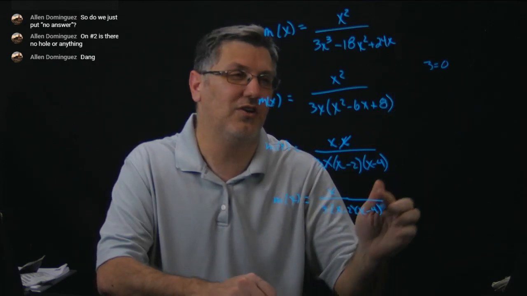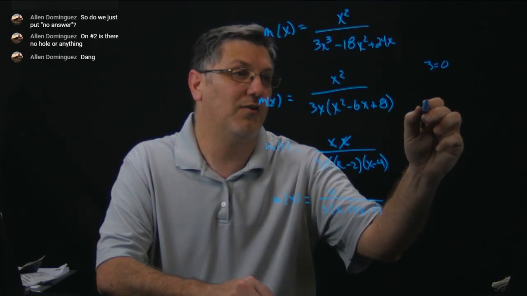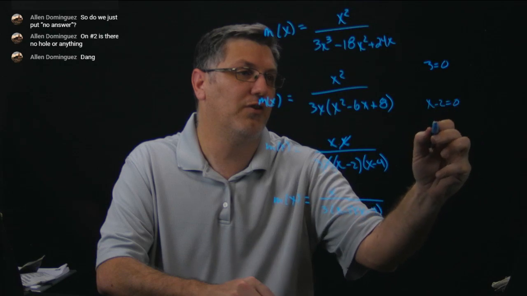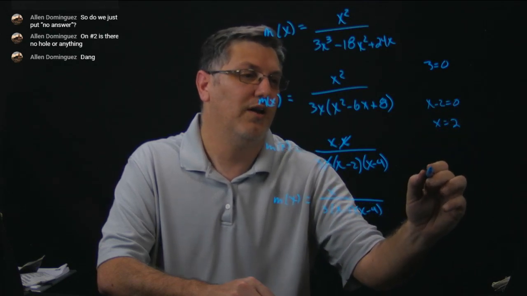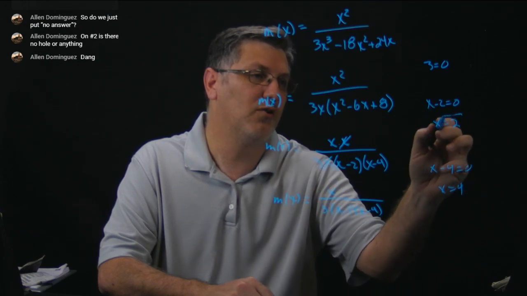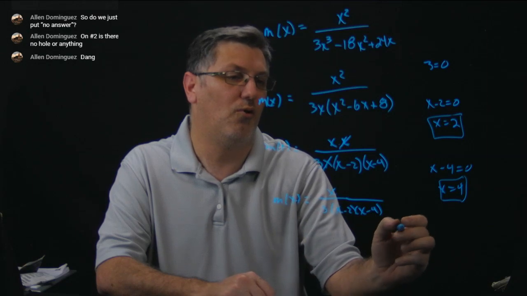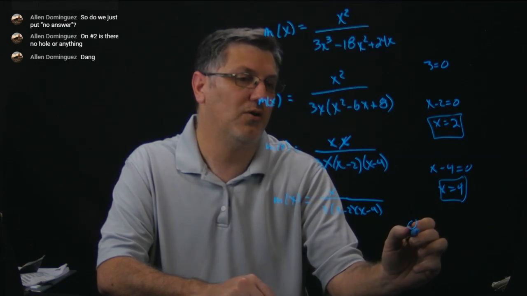I'm just doing that just because, but that's nonsense. You can ignore any constant out here. But then we have x minus 2 equals 0, therefore x equals 2. And x minus 4 equals 0, and x equals 4. So your vertical asymptotes are x equals 2 and x equals 4, with the hole at 0.